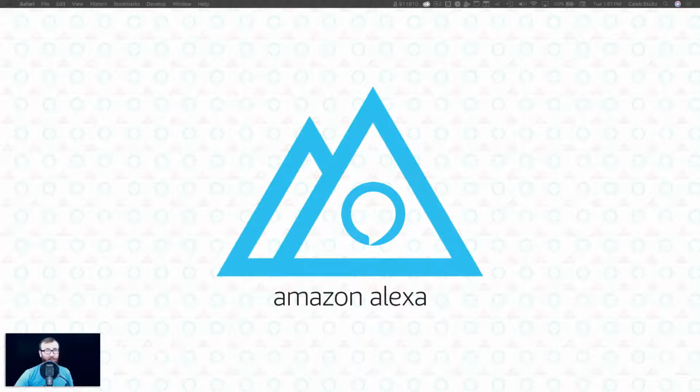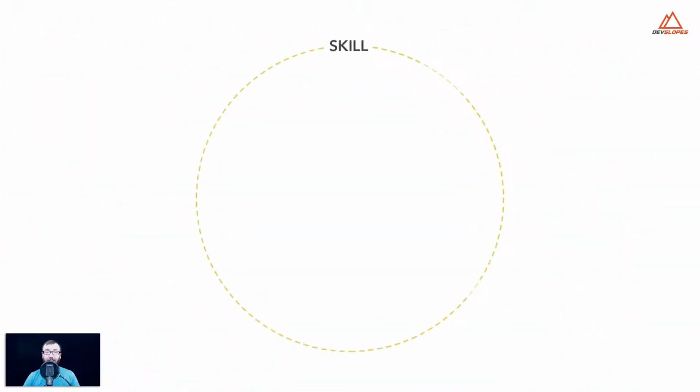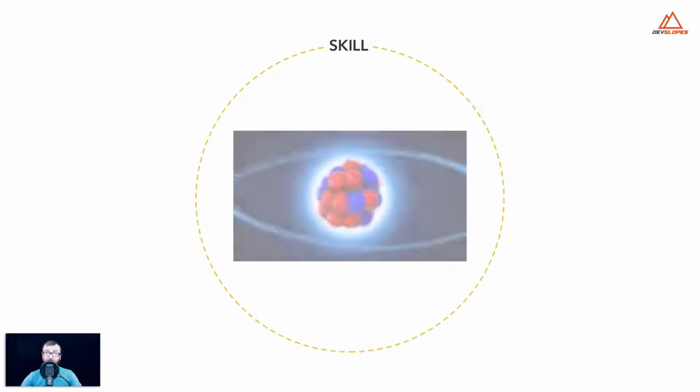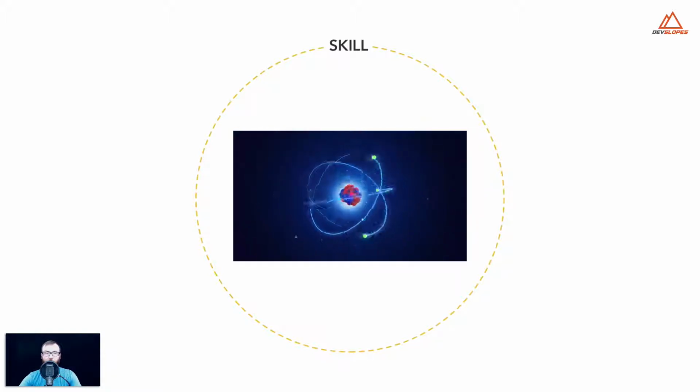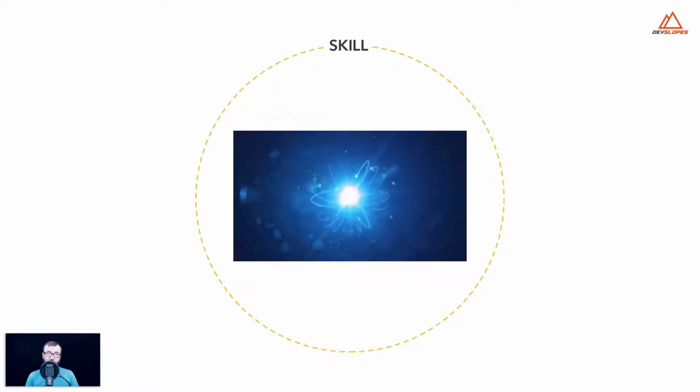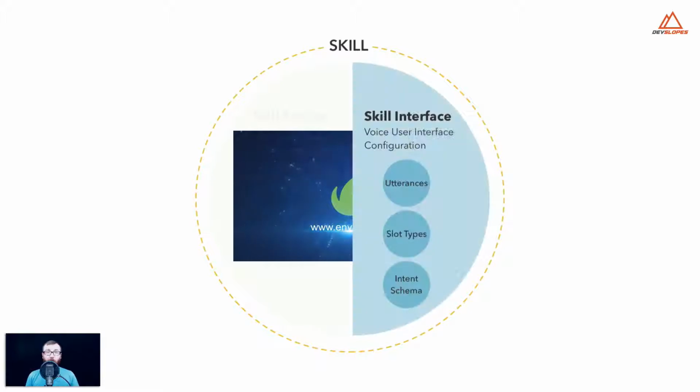But now we're going to discuss what actually makes these skills up. We're going to peel back the curtain, look inside, and figure out what's going on. Inside of every skill, right at its center, is its nucleus. It's not true, but we do have two separate things: one, the skill service, and two, the skill interface. We talked about these in the previous video.